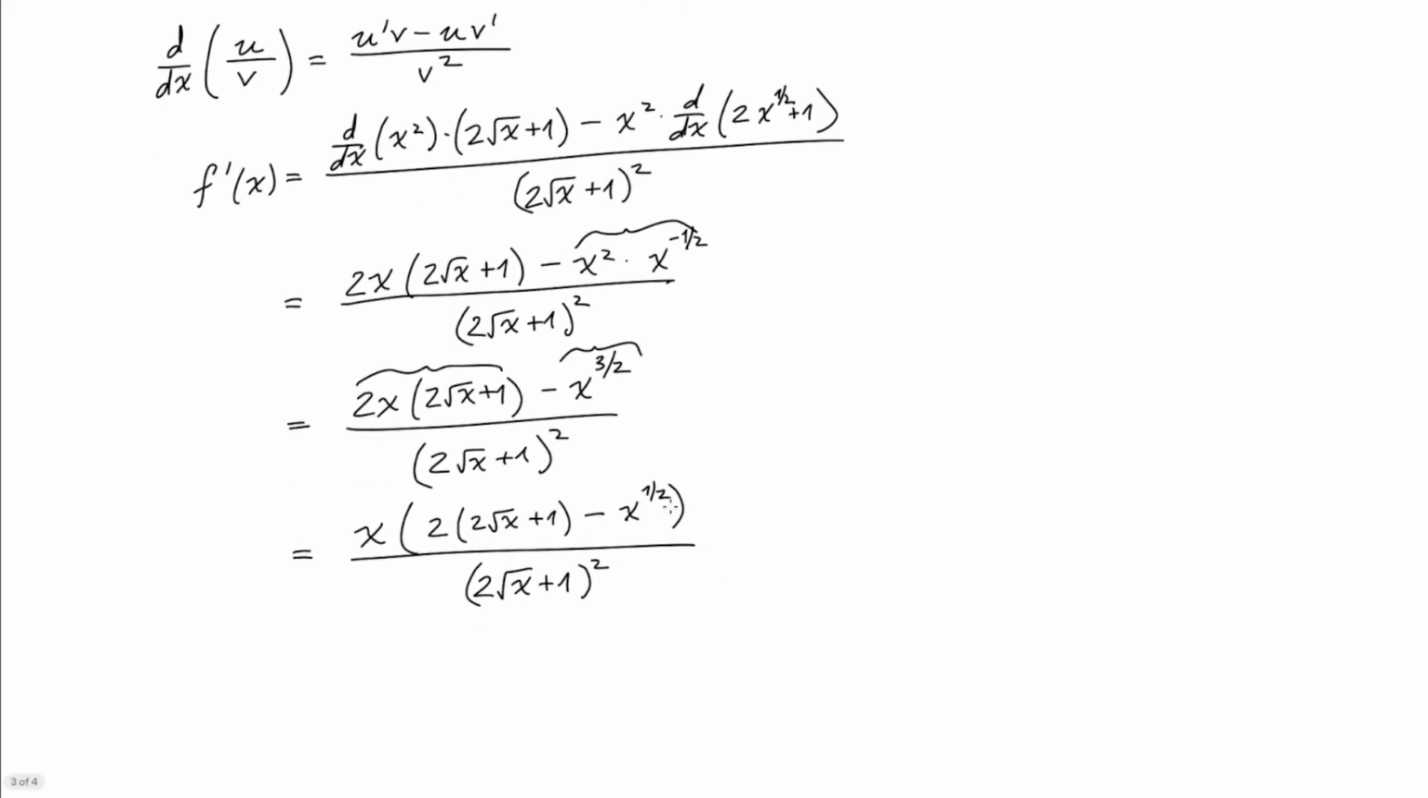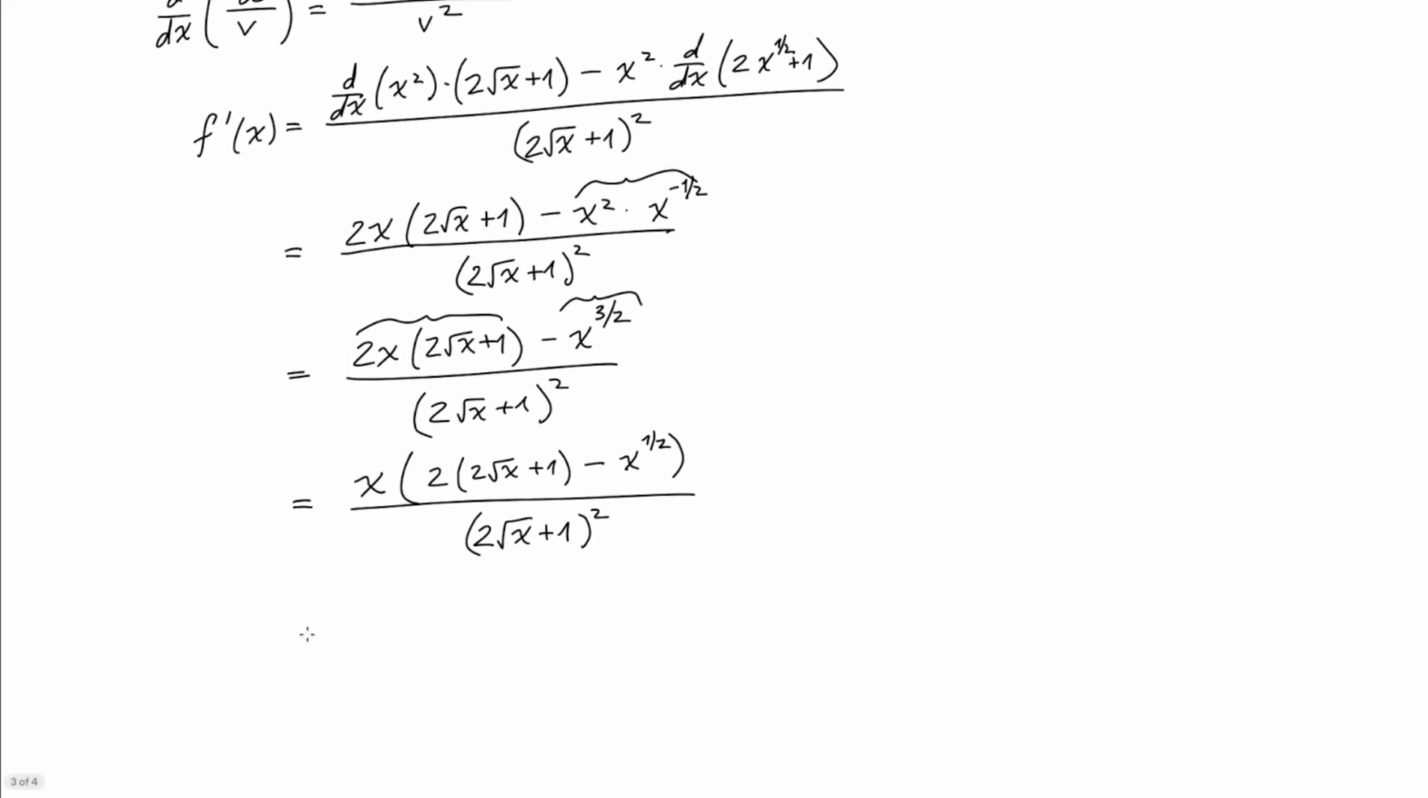Now we're going to simplify just a little bit in the parentheses here. So x times, I'm going to go ahead and distribute this 2 into the parentheses here. So 2 times 2 root x is 4 root x. And then plus 2 times 1 is 2. And then minus x to the 1/2. I'm going to write that as root x now. All over 2 root x plus 1 squared.